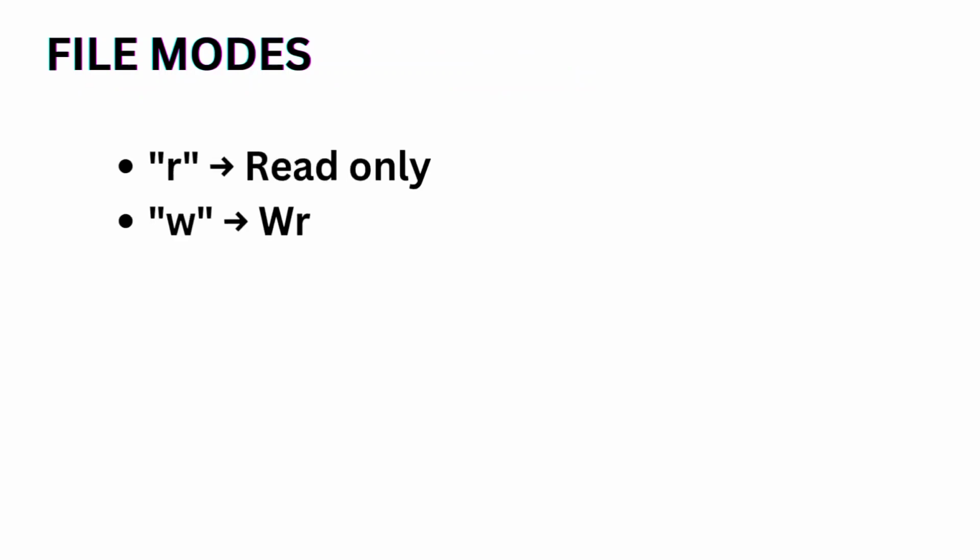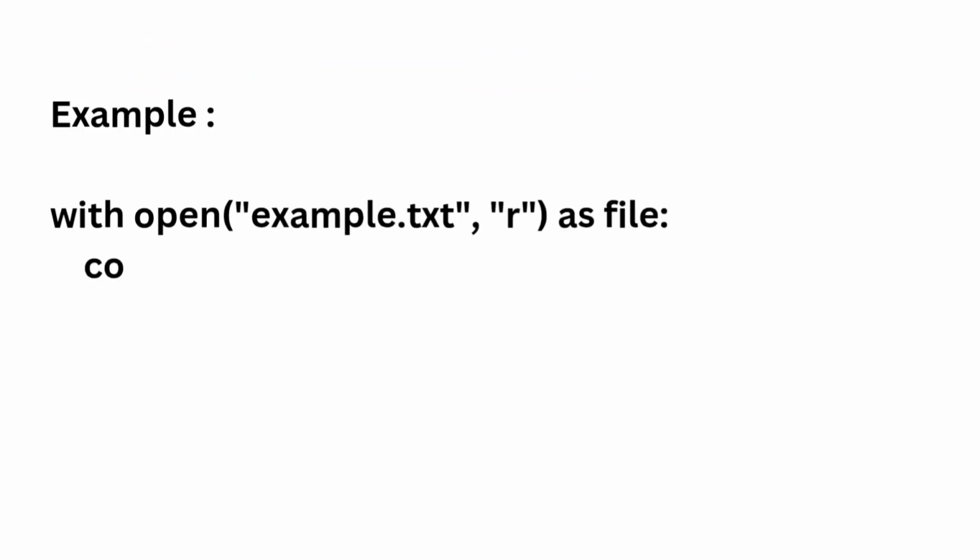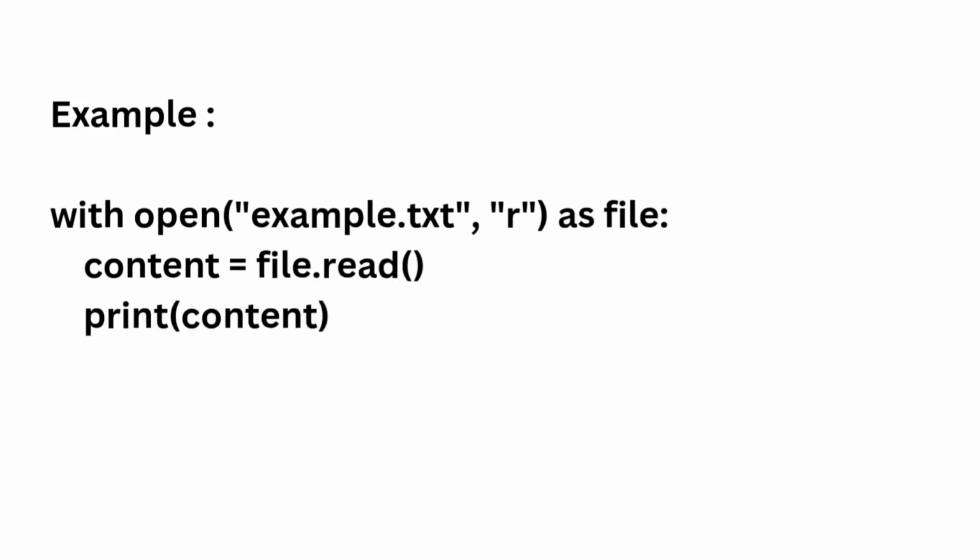Let's talk about how many types of file modes there are. There are several file modes in Python. "r" is used for read only, and secondly "w" is used for write, which overwrites existing content, and "a" is used for append, meaning add at the end, and "r+" is used for read and write. Always close your file after operations or use "with" to handle it automatically. Here is the example with the open function. with open(...) as file: content = file.read() and print the content. The with open statement automatically closes the file. It's the best practice to avoid errors.